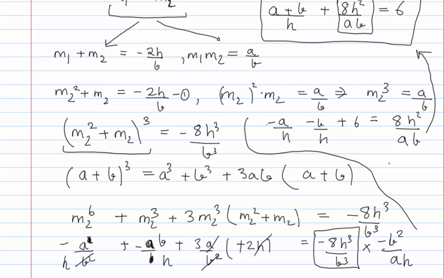And what that basically means is that this term 8h square upon ab and this term minus 8h cube divided by b cube should be the same. So I multiplied this equation by that common factor, and then this whole equation actually turned out to be the same thing as this equation.